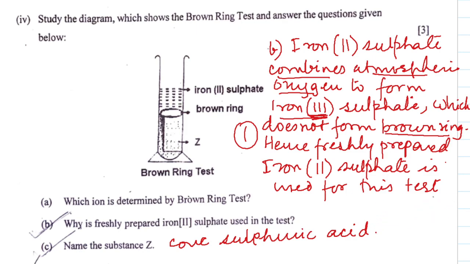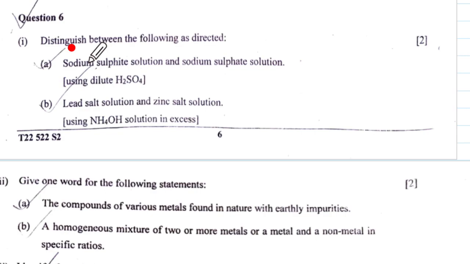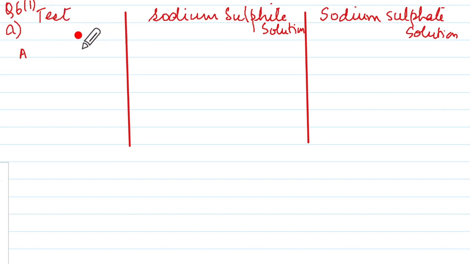Now we come to the last question, that is 6th question. The first subpart says distinguish between sodium sulfite and sodium sulfate using H2SO4, lead salt and zinc salt using NH4OH. Now we'll have to make 3 columns for that. So let's see how we write it. For question 6, first part A, we have made the 3 columns and sodium sulfite solution is given, sodium sulfate solution is given, and they are asking you to distinguish using dilute sulfuric acid. So we add dilute sulfuric acid to each.